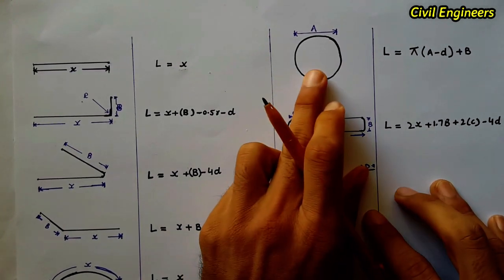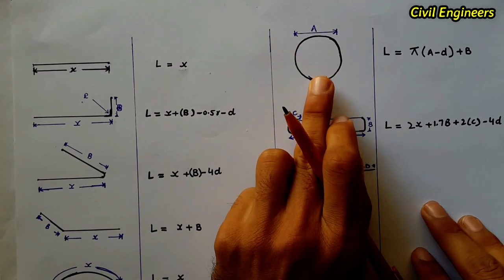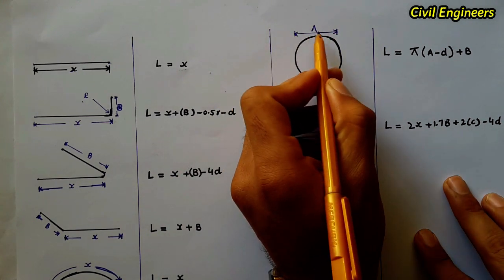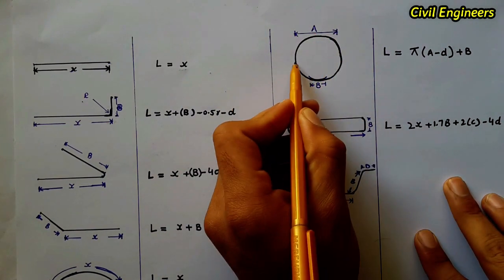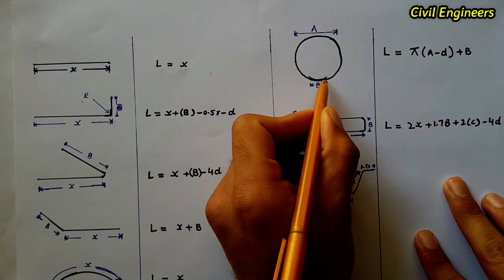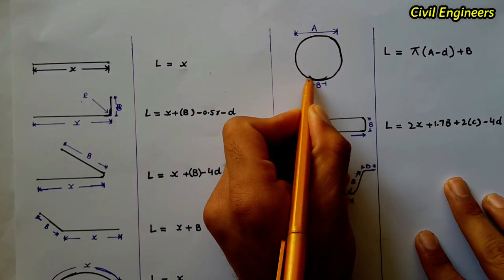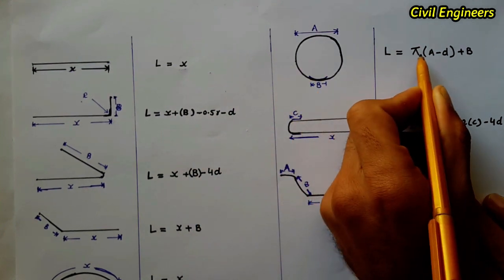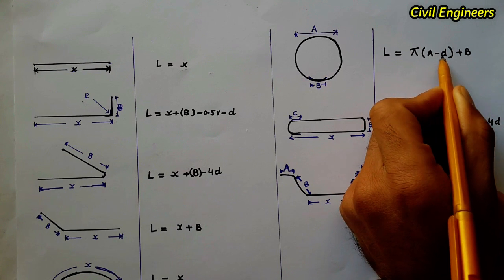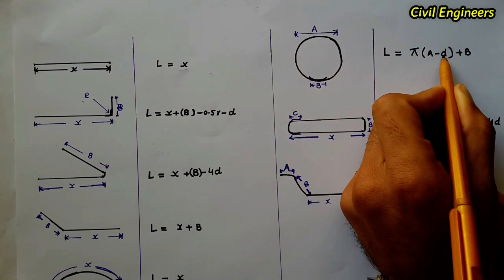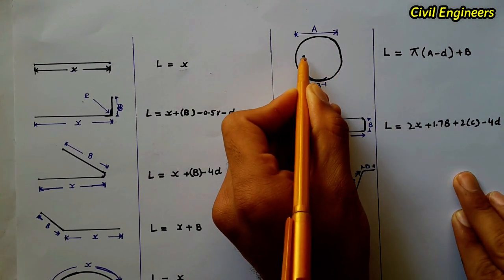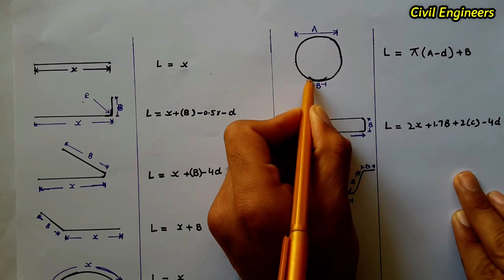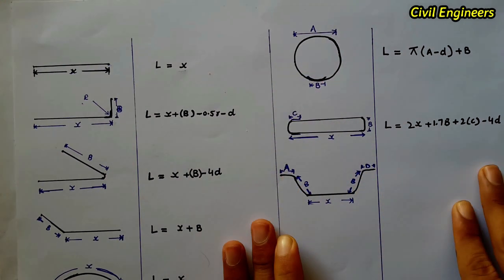And now we have to find out the cutting length for the circular stirrup also. This is the diameter, and suppose I say this is A, from this point to this point, and this is the extra hook, which is B. So L is equal to pi times A, subtract D. A is this value, subtract D. D is the diameter of steel, and plus B. So B is the value for these hooks.